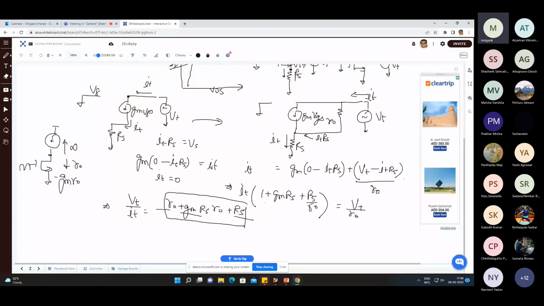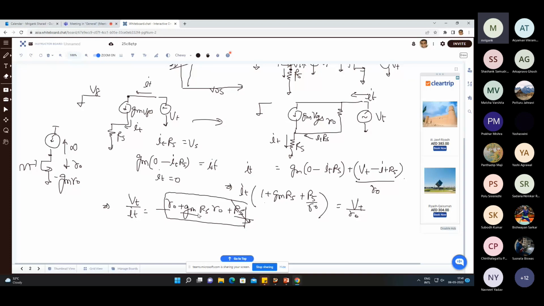So GM RO, the intrinsic gain of the MOSFET, even if you have a relatively weaker MOSFET, this GM RO will be at least a few tens of times, right? In your lab experiments, you might have seen that this may be 20, 30. If you design it properly, it can go to 100 also. So definitely, this number GM RO times RS is much greater than RS, and therefore I probably can ignore RS.